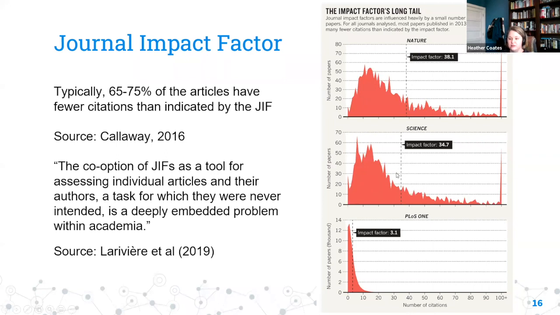This is a statistical thing, but it influences people's behavior. This quote is from an excellent article by Vincent Lariviere and some other folks, and states: the co-option of journal impact factors as a tool for assessing individual articles and their authors, a task for which they were never intended, is a deeply embedded problem in academia.